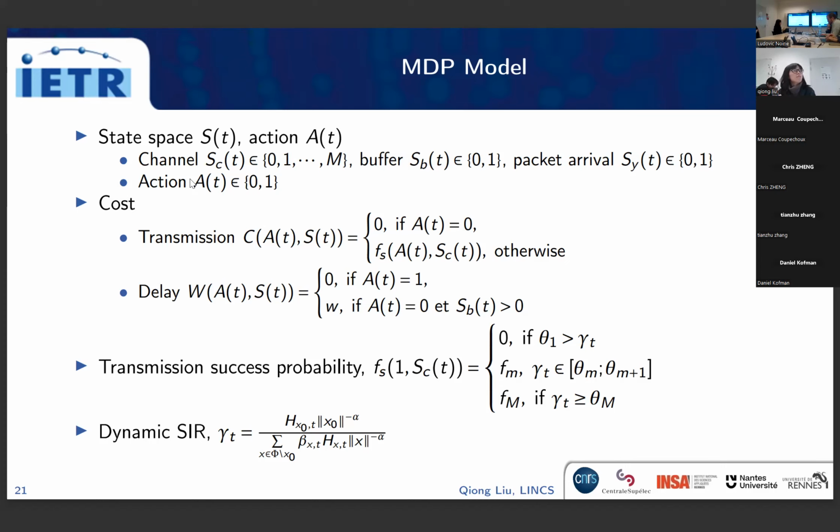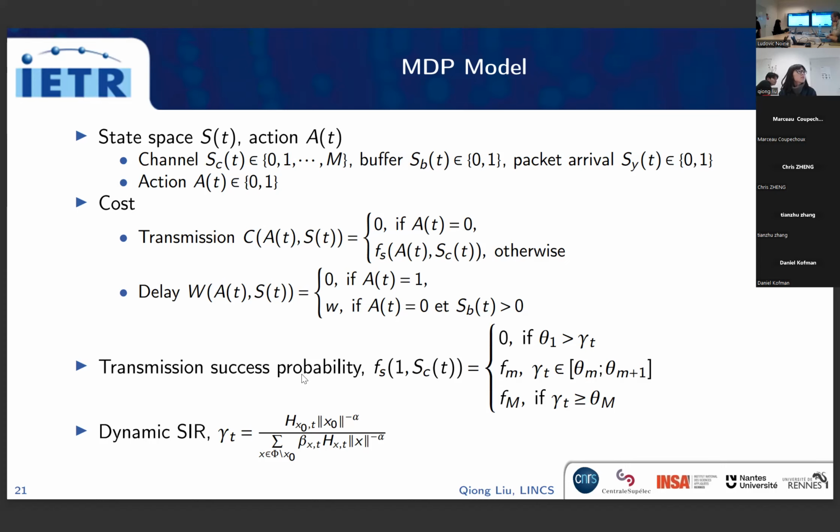So we consider two kinds of cost. First is the transmission cost. It depends on the action and the environment state. If we do not transmit, there is no transmission cost. If we transmit, the transmission cost depends on the state. There is another cost called the delay cost. If you do not transmit, there is no delay cost. If the buffer of the randomly chosen transmitter is not empty and it keeps silent, there will be a delay cost here, and this is constant.